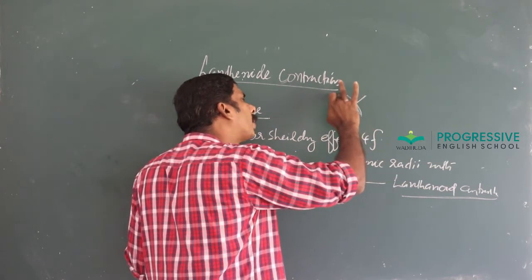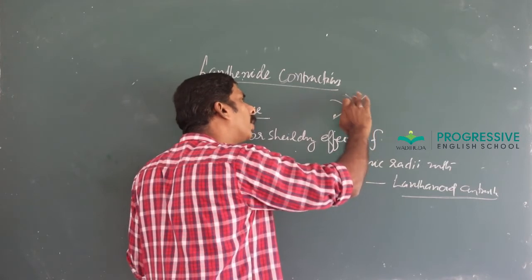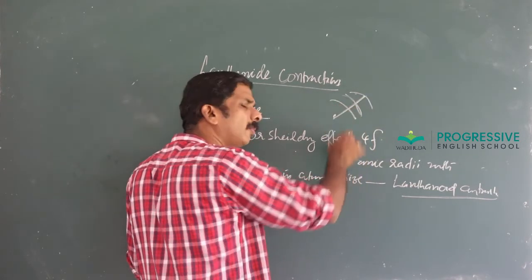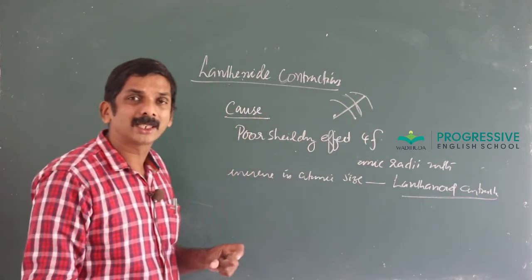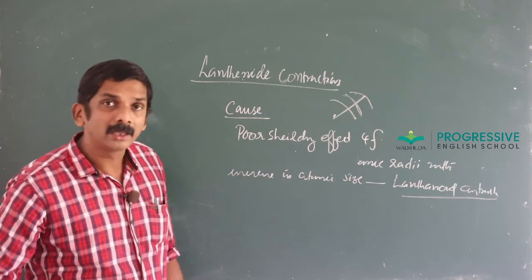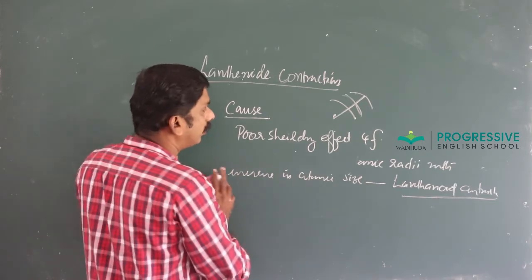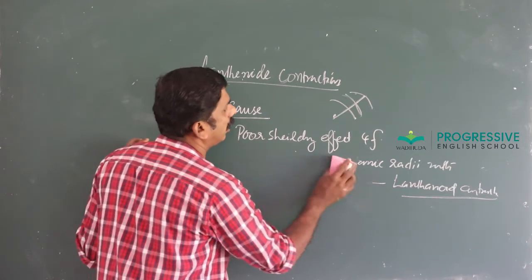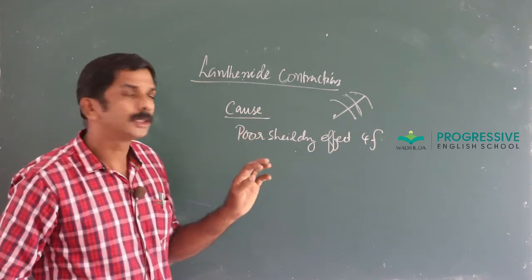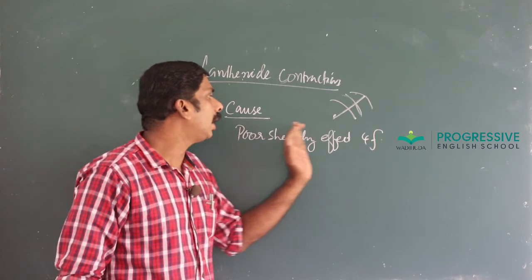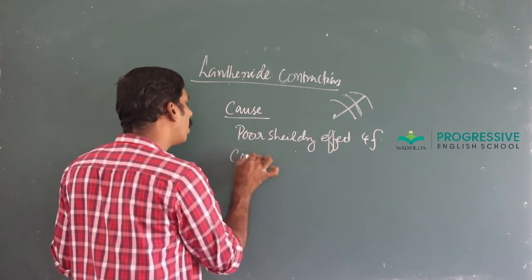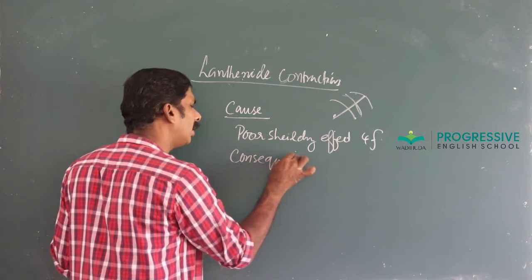It does not act as a proper shield, so the outermost electron is strongly attracted by the nucleus. As a result, there is a shrinking or decrease in the size of the atom. That is called lanthanide contraction. The cause is the poor shielding effect of the 4f electron. And next is about the consequences of this lanthanide contraction.